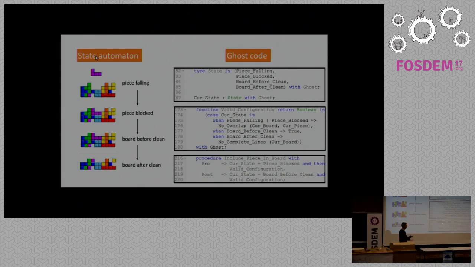And finally, we can use these specification functions in the contract for our API. So include piece in board should have a contract here that states the precondition, so in which cases you can call it, and the postcondition, which states what this service guarantees to the caller. It should be called when the current state is that the piece is blocked, and we have a valid configuration. This valid configuration is an invariant of the program. And it should return with the current state being board before clean, and still with a valid configuration.